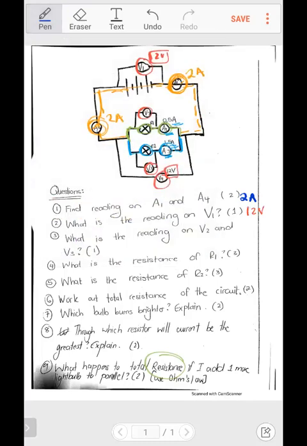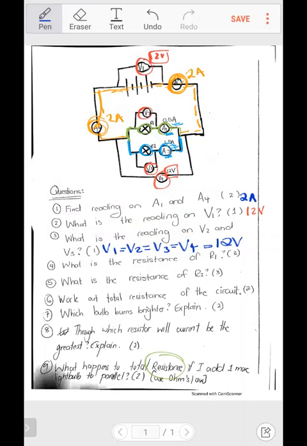Moving on. What is the reading on V2 and V3? We know that in a parallel circuit, V1 is equal to V2 is equal to V3 is equal to V4 is equal to 12 volts. Number 4, what is the resistance on R1?